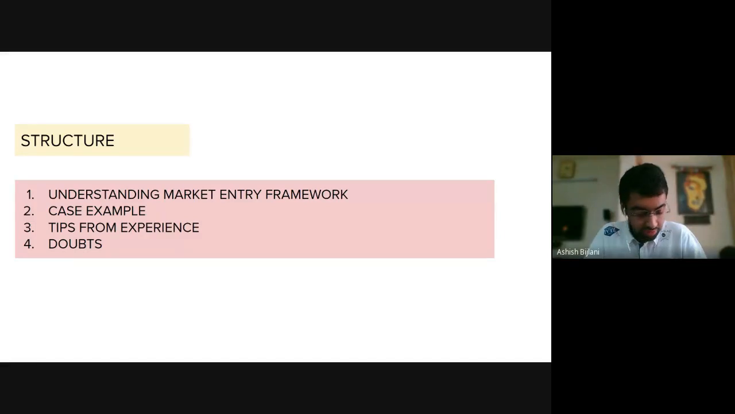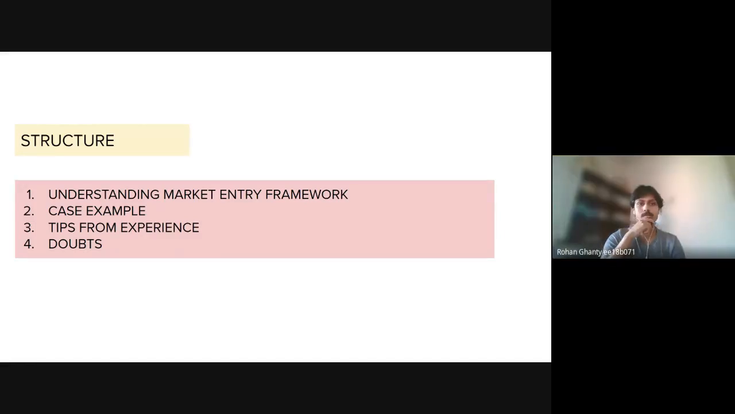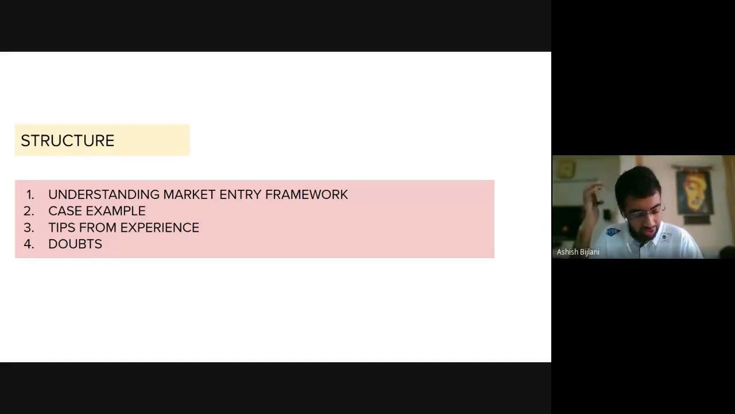Fine. So I think for today's session, we'll be covering market entry. Those of you who had attended the previous sessions on guesstimates and profitability will find this quite convenient. But nonetheless, we'll do market entry from scratch in today's session, right?